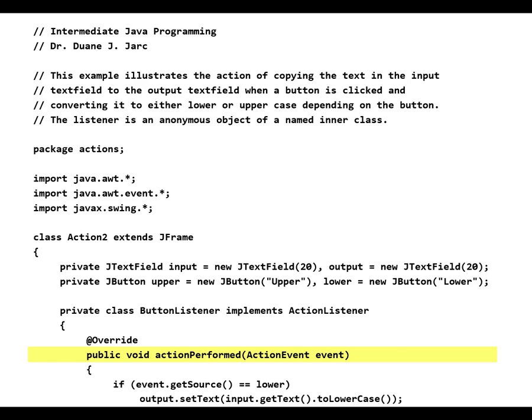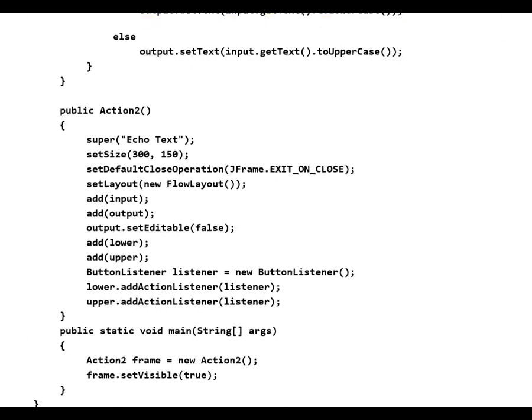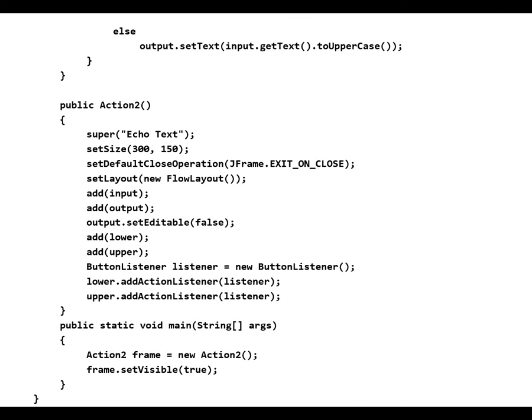Now, ButtonListener implements that interface, so it contains the method actionPerformed. That method is identical to the one in the previous example. Let's scroll down to the constructor of the outer class. The other difference in this version is the last few lines of this constructor.